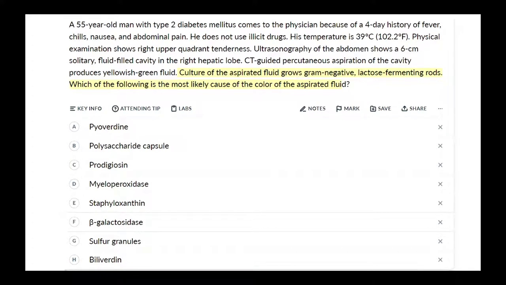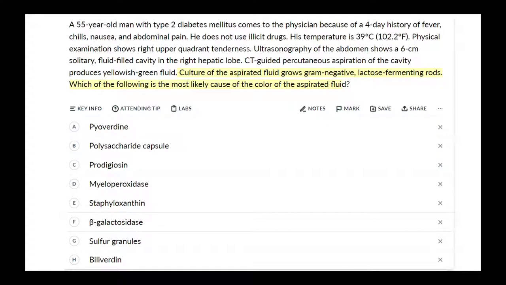Okay, another one. H. H actually is a derivative of bilirubin, so it has nothing to do with bacteria and aspirated fluid color. Mostly, they are asking you some neutrophil enzyme which can give this color to sputum or aspirated fluid.